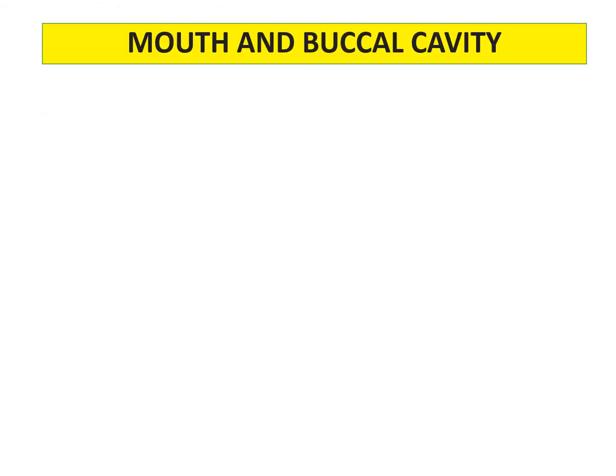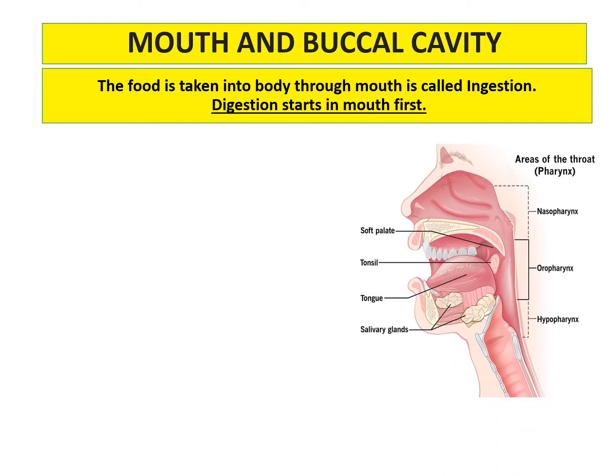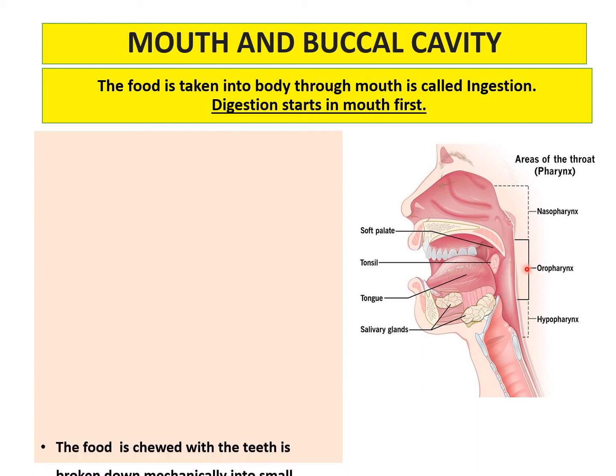Now the first part of the alimentary canal is the mouth and the buccal cavity. So let's see. Food is taken into the body through the mouth. This is called ingestion. The important thing in this part is that digestion generally starts in the mouth, right? So this is the buccal cavity. Digestion starts in the mouth first.